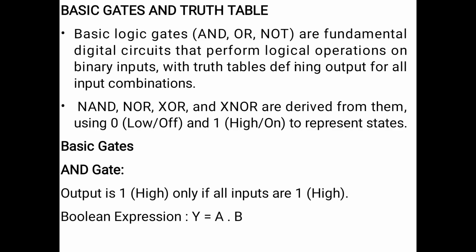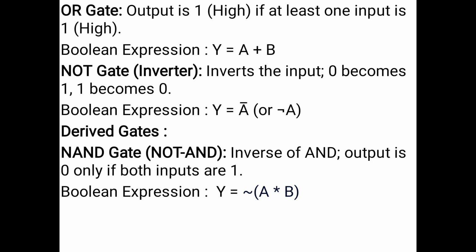Basic gates. AND gate. Output is high or 1 only if all the inputs are high for that particular gate. And the expression is given as output y is equal to a dot b, where a and b are the inputs. OR gate. For an OR gate, output is high or 1 if at least one input of the gate is high. And its respective Boolean expression is y is equal to a plus b.